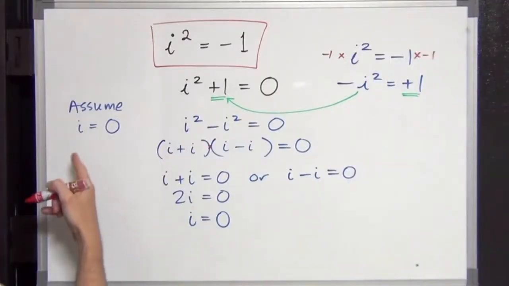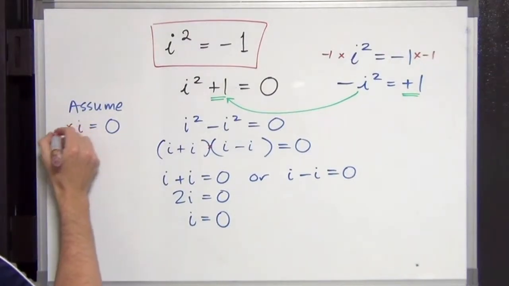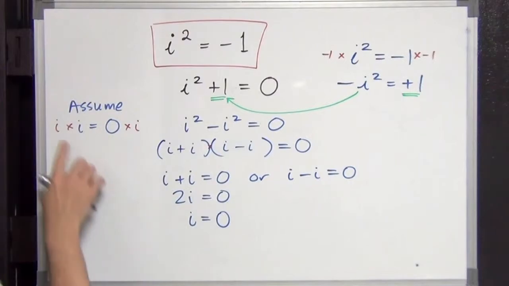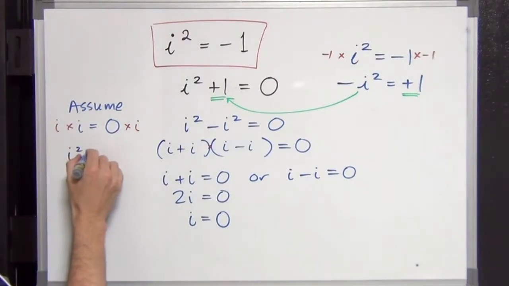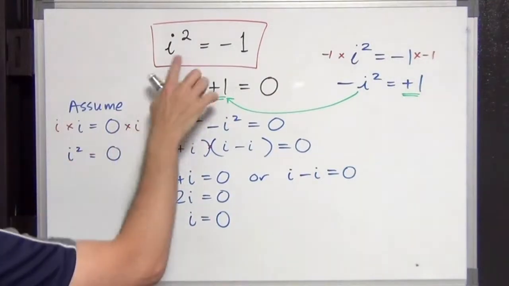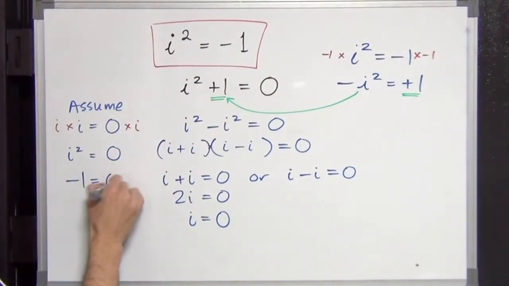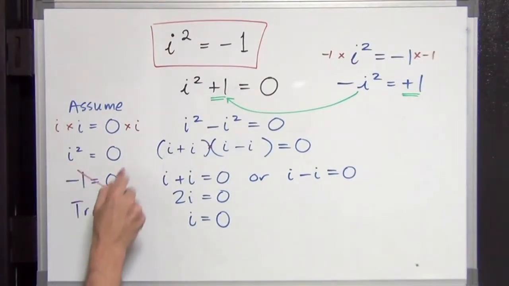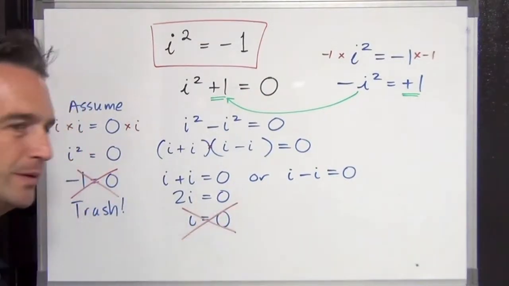Now, before you get too excited, try that thing you did before, just to test it. Okay, so let's assume i equals 0. Let's do that trick from before. Multiply by i on both sides. So on the left, i times i squared, and on the right, 0 times i, 0. And by definition, i squared equals -1, so -1 equals 0. What? This is also trash and doesn't work. So i is not equal to 0 either.